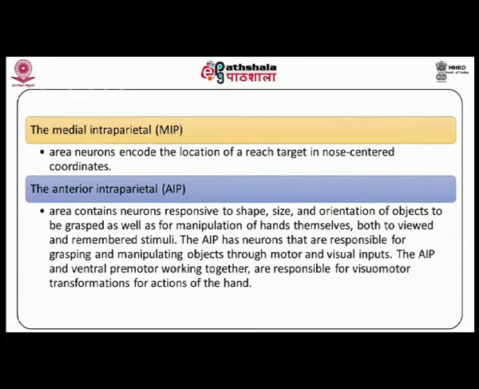The AIP has neurons that are responsible for grasping and manipulating objects through motor and visual inputs. The AIP and ventral premotor working together are responsible for visuomotor transformations for actions of the hand.